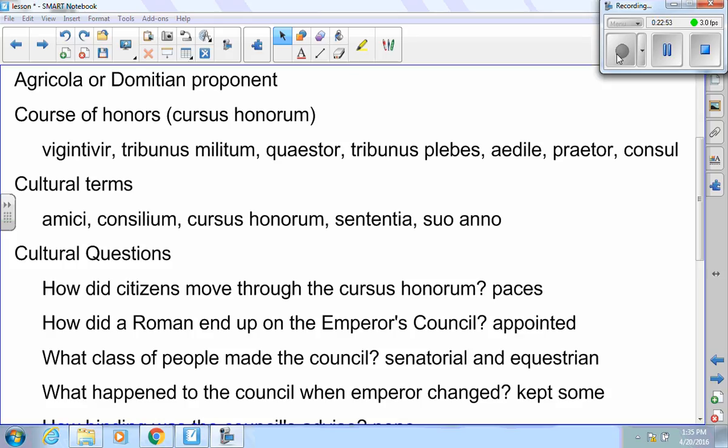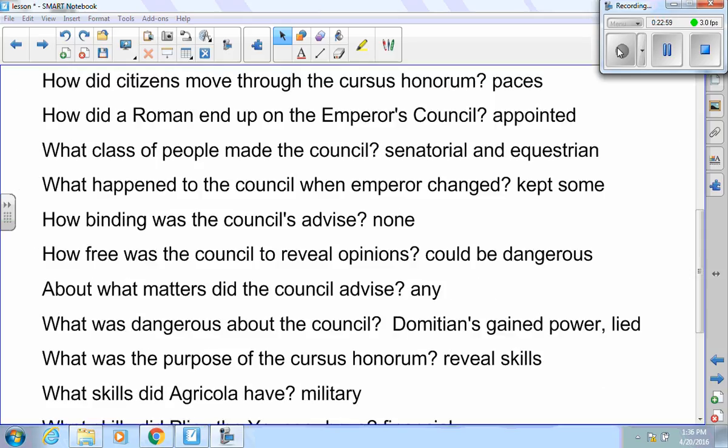Cultural questions. To help us out with the cultural, I found a guy who was just released from prison. He was a buddy with Al Capone. How do the citizens go through the cursus honorum? Well, you see, they go through paces, different paces. Hold on, I gotta go. I don't know where that guy went, but what he meant to say was that the citizens move through the cursus honorum at different paces, different speeds. Let me try to find somebody else to help you guys out.